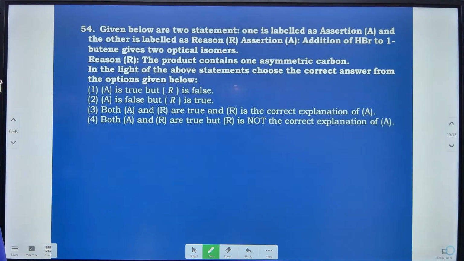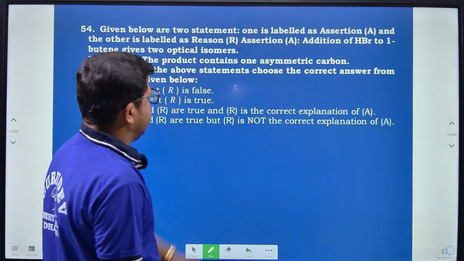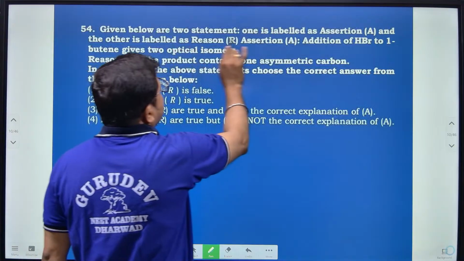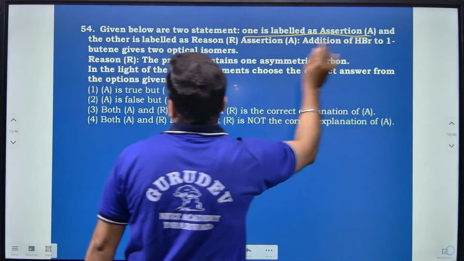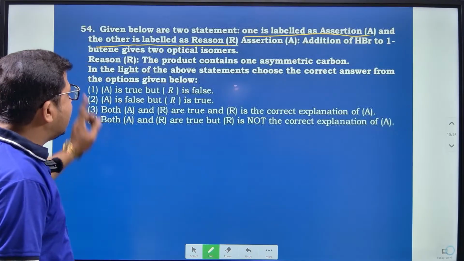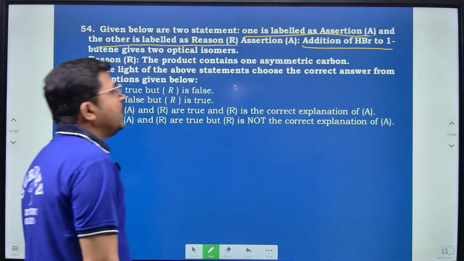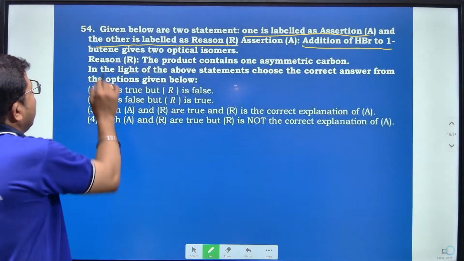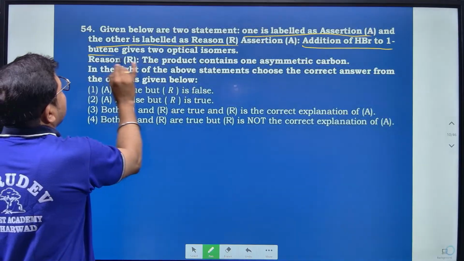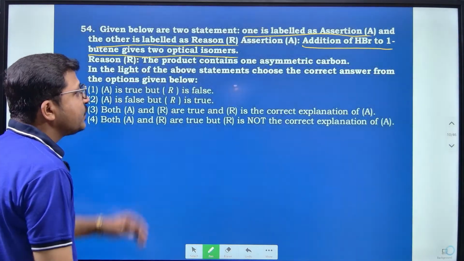Next, move to question number 54. Given below are two statements. One is labeled as assertion A, and the other is labeled as reason R. So let's move to the assertion. The addition of HBr to 1-butene gives 2 optical isomers. Let us discuss this one.